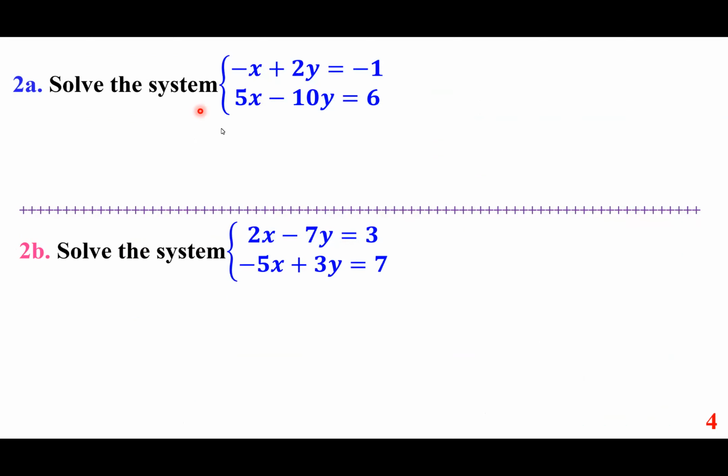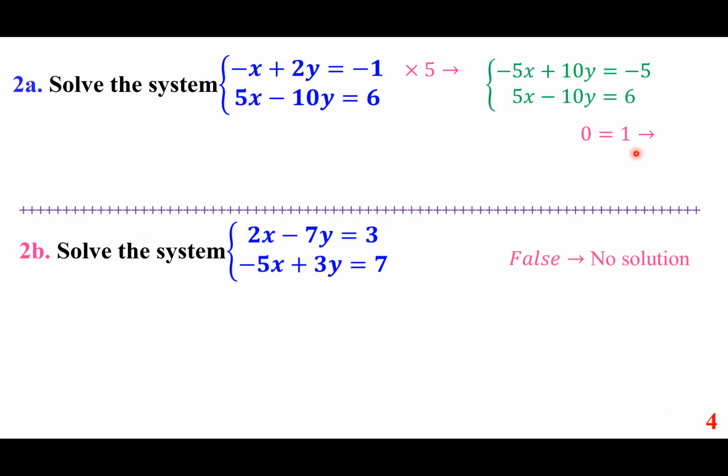We want to solve this system. We can easily see if we multiply the top by 5, the method of elimination will do that. If we keep the second one intact and multiply the first one by 5, we get, for example, minus 5x and 5x, they cancel each other if we add them up, and we get 0 equals 1. That's a contradiction. That's a false statement. Therefore, there is no solution, which means if we solve for y, the two lines become parallel lines.